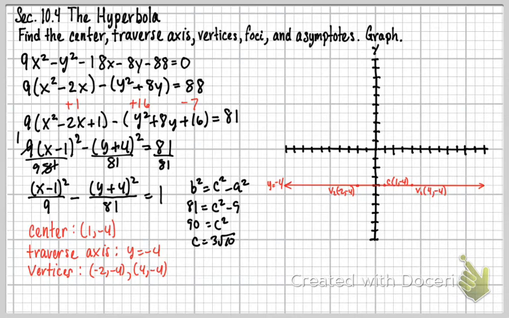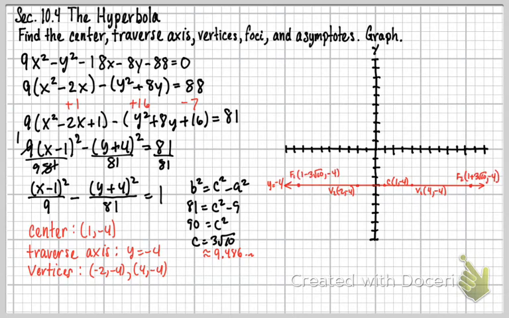Before I do, understand that 3 square root of 10 is approximately 9.486 blah blah blah. So right around 9.5 away from the center. So I'm going to put those values in.